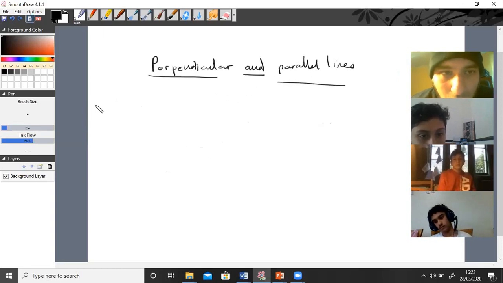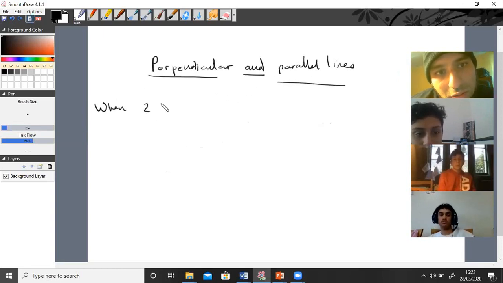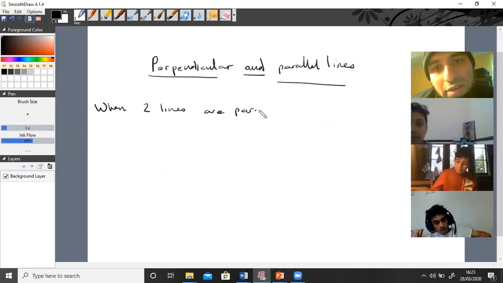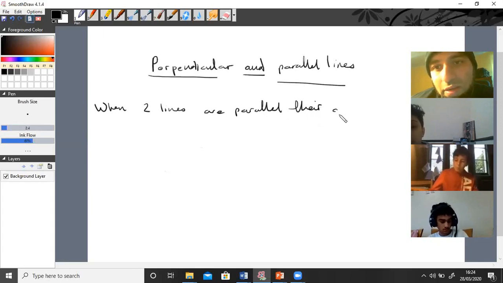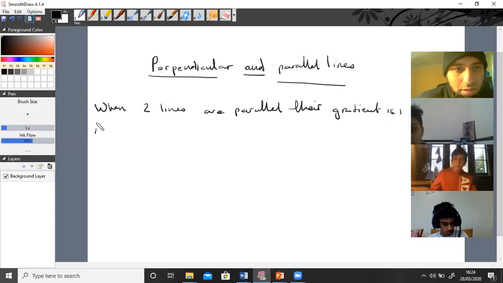Right. When two lines are parallel, as we've just said, their gradient will be the same. Their gradient is identical.